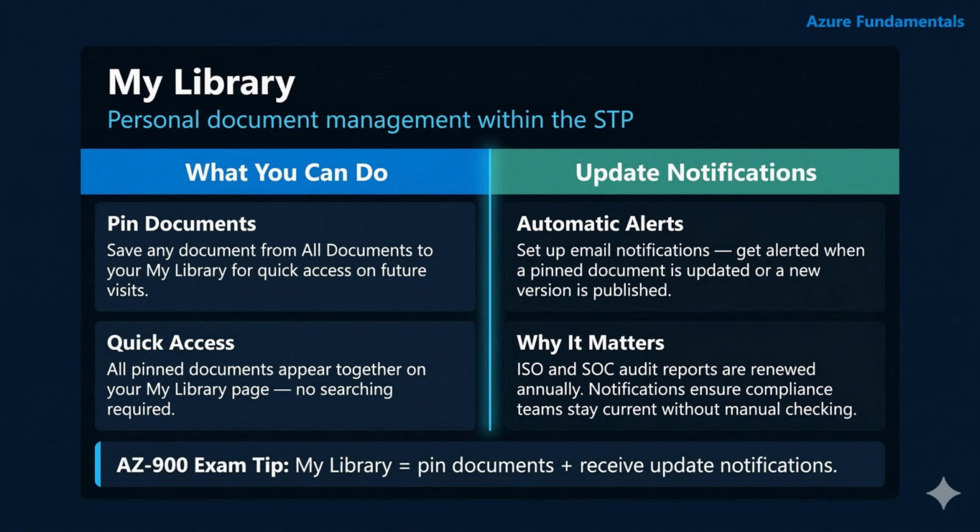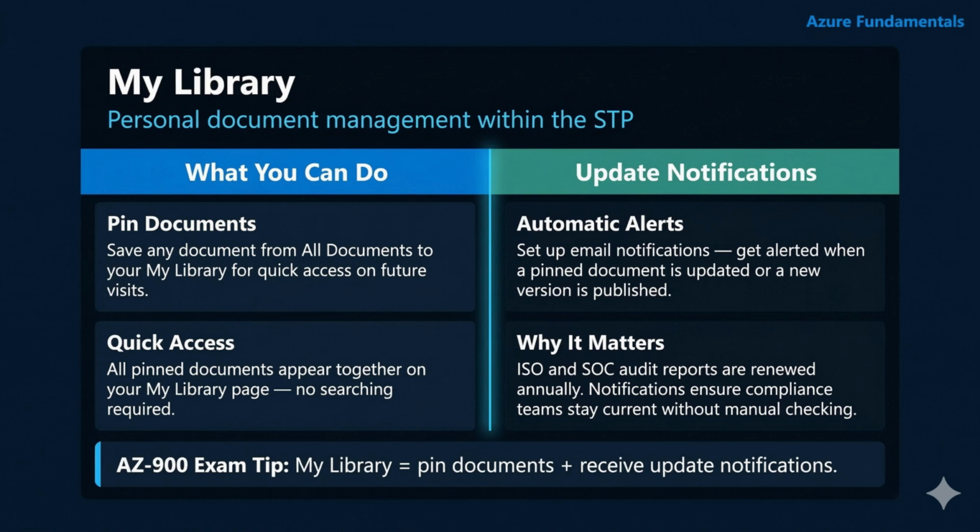My Library is a personal document management feature within the Service Trust portal. Its purpose is to make it easy for compliance officers, legal teams, and auditors to keep track of the specific documents they care about most. Here is how it works. From the All Documents section, you can pin any document to your My Library. Once pinned, the document shows up on your My Library page for quick access. You do not have to search for it again each time you visit the portal.